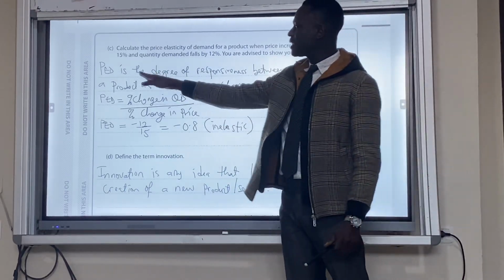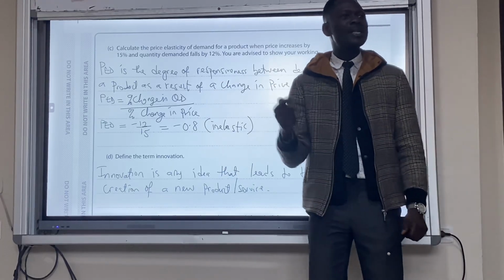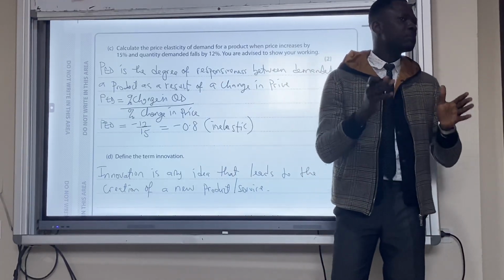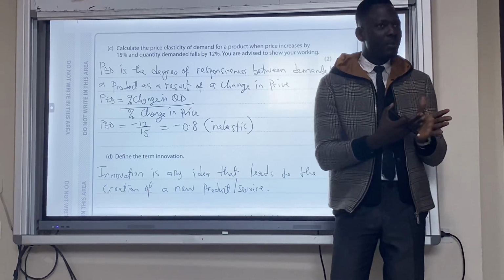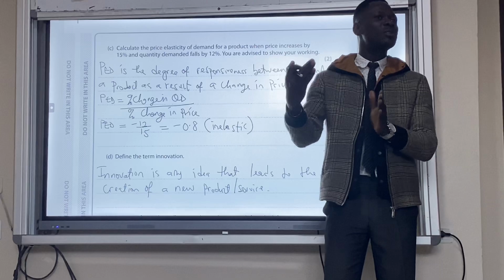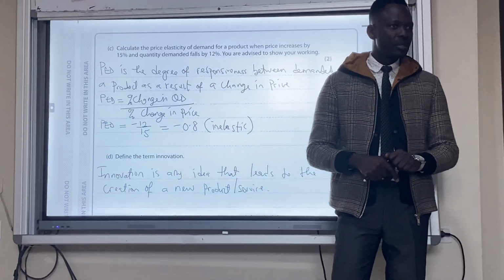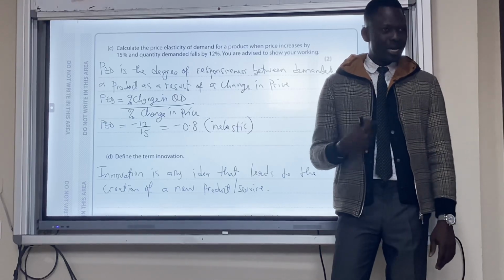So that's why I wrote price elasticity of demand is the degree of responsiveness of the quantity demanded of a product as a result of a change in price. And remember, there's a law of demand: the higher the price, the lower the quantity demanded, or the lower the price, the higher the quantity demanded, which means we are responding to changes in price. Put your head up, please. Do we get it here?